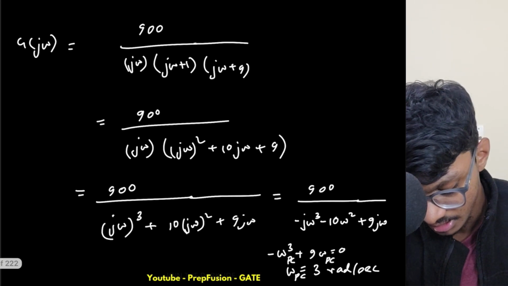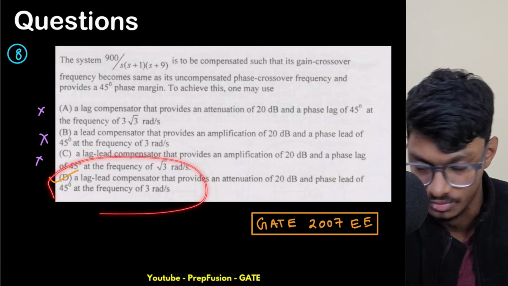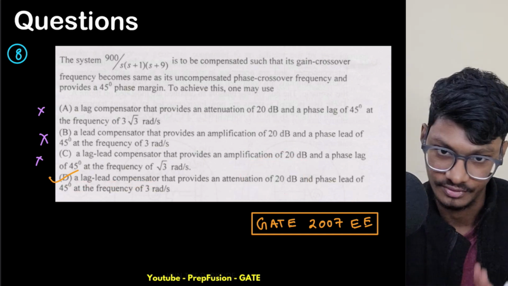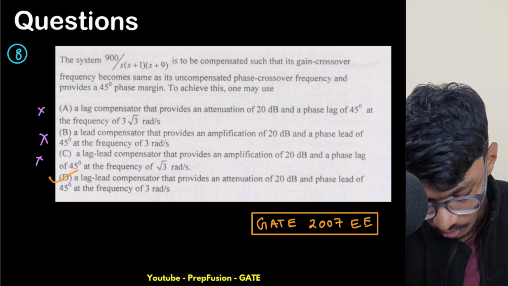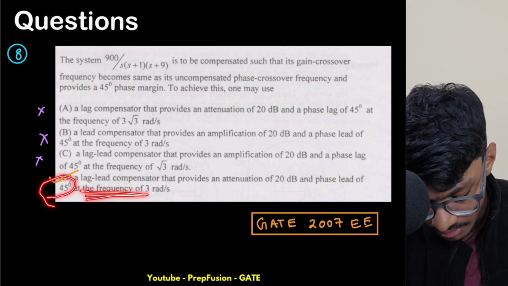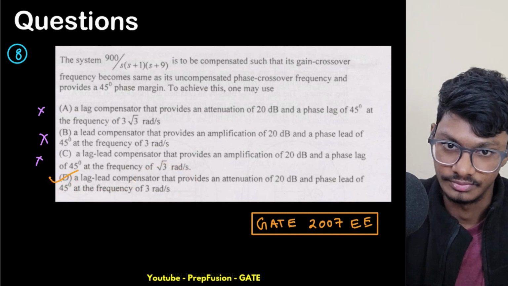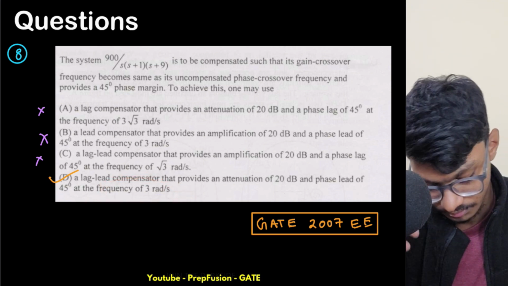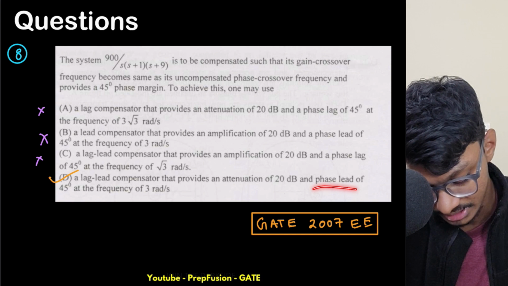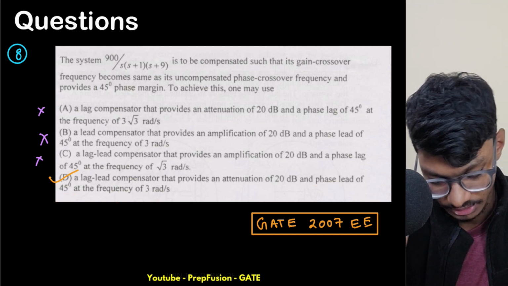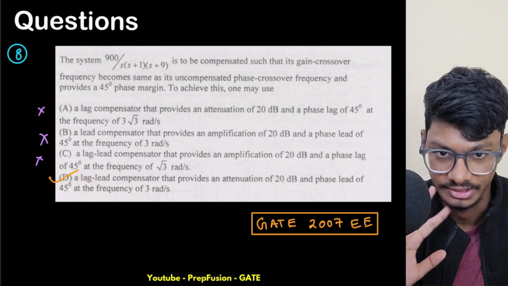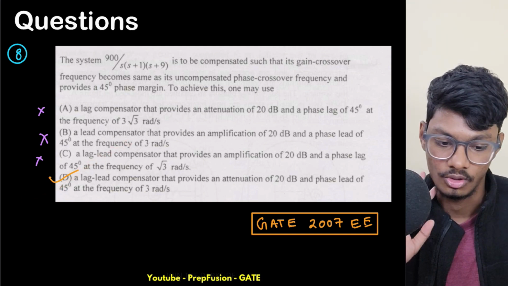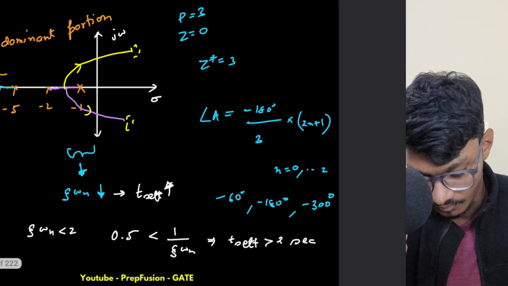per second. Again, we can cross-verify that option D is correct, because a lag-lead compensator provides attenuation of 20 dB and a phase lead of 45 degrees at a frequency of 3 radians per second. So yes, this is correct, right? It provides a phase lead of 45 degrees at 3 radians per second. So the correct answer for this question is option D. From here we can solve this.